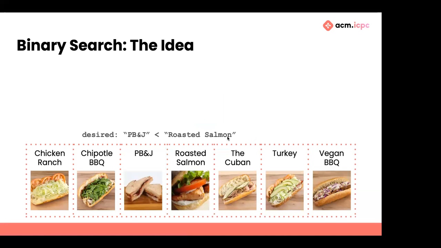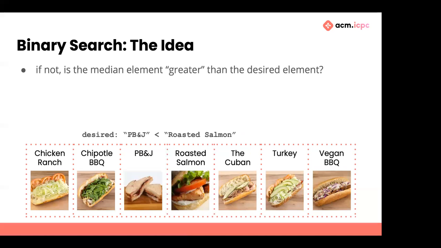So what does this mean though? At this stage, when we see that roasted salmon is greater than PB&J, since the list is sorted, we know that anything that comes after roasted salmon, that is from the Cuban to vegan barbecue, will also be greater than PB&J because it's greater than roasted salmon. Since we already know that it's going to be greater than PB&J, there's possibly no way I could have PB&J in the right half. So I can simply eliminate it.